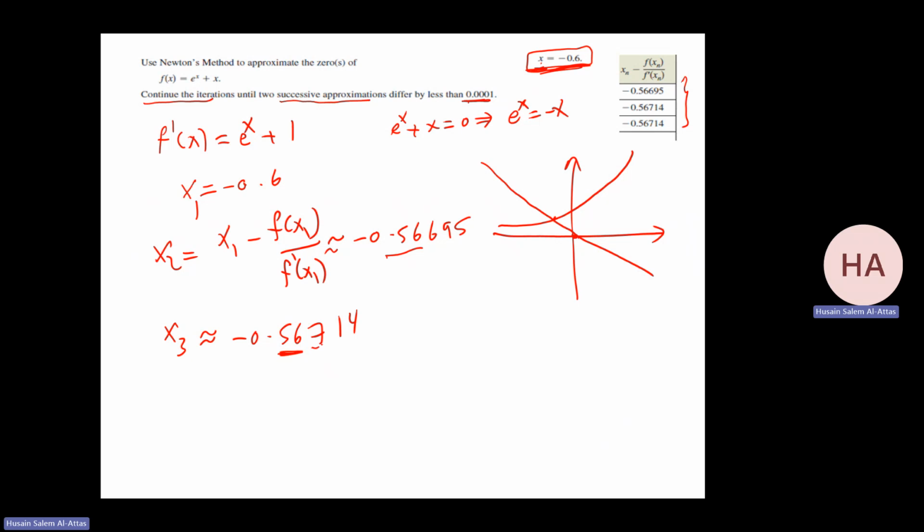The rest, they don't agree, so we cannot consider them. So we consider this is correct. So x4 is minus 0.56714, where all of the digits agree. So I'm getting this accuracy. Okay.